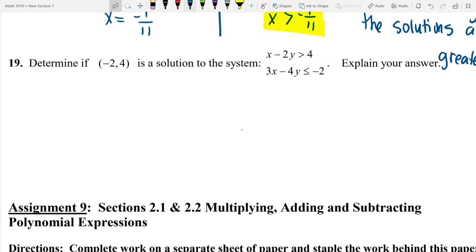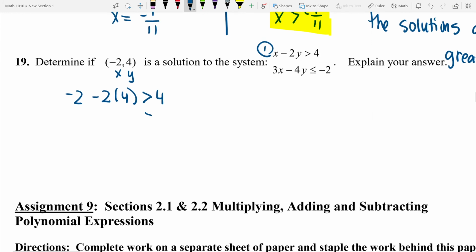Okay, look what we're going to do. We're going to put a negative 2 in for x and a 4 in for y, and we're going to put it right there into equation 1. So you have x, which is negative 2, minus 2 times y, which is 4, is greater than 4. Everybody in the room, grab your calculator. Leave the 4 on the right alone. See what you have on the left. So go negative 2 minus 2 parenthesis 4, close it, enter, and you get a negative 10.